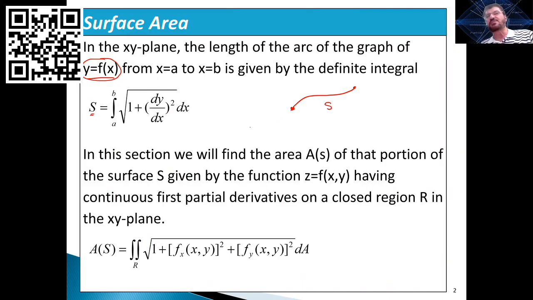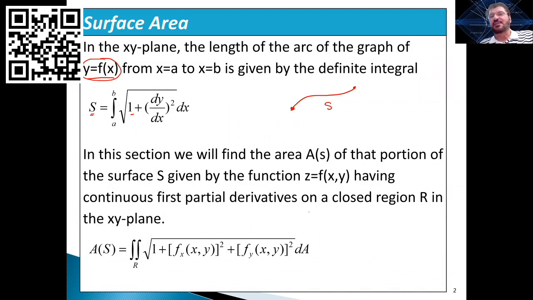Remember, if it's parameterized, we used to say what? fx squared plus fy squared. But because the curve here is parameterized by y equal f of x, the derivative of x is 1, and the derivative of y is dy over dx, squared. So this is actually the length of the curve in one-dimensional space.